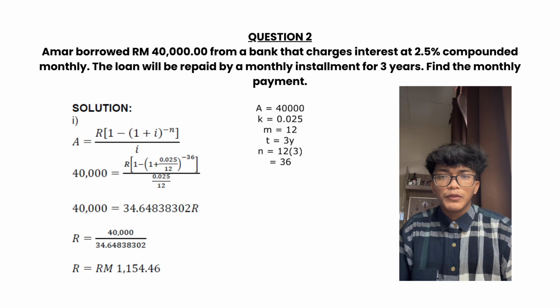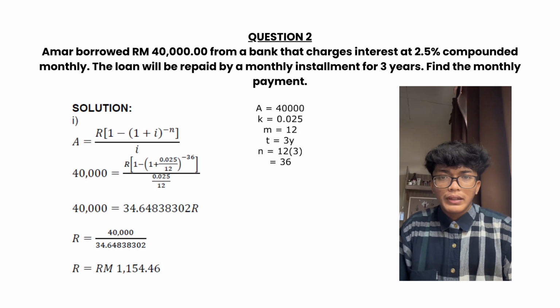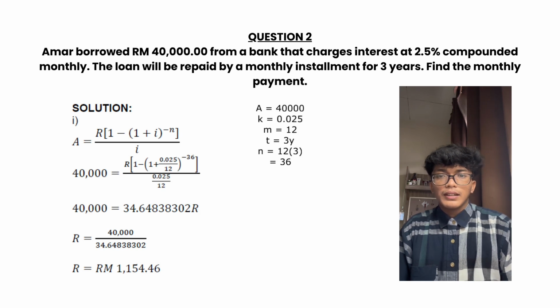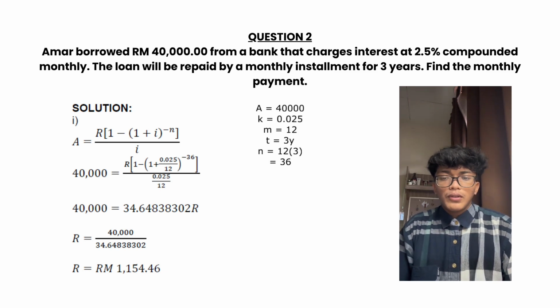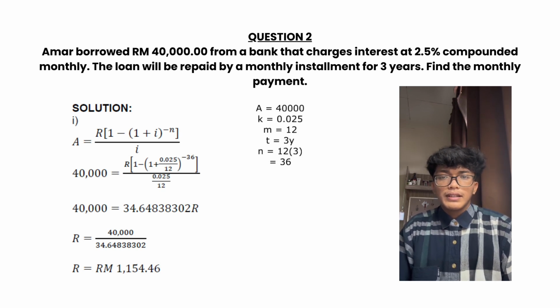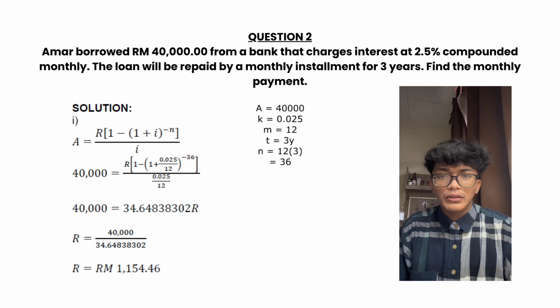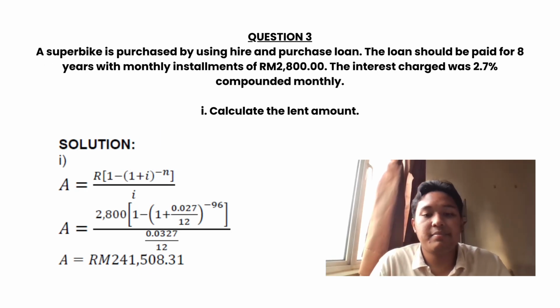We will apply all this information to the annuity formula, and we will get 40,000 equals R times (1 minus (1 plus 0.025 over 12) to the power of negative 36) divided by 0.025 over 12, and we will get 40,000 equals 34.64838302 R. So the next step is R equals 40,000 over 34.64838302, and the final answer is R equals 1,154 ringgit and 46 cents. That's it from me.